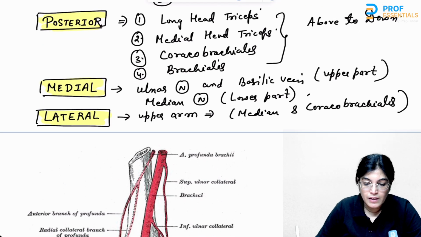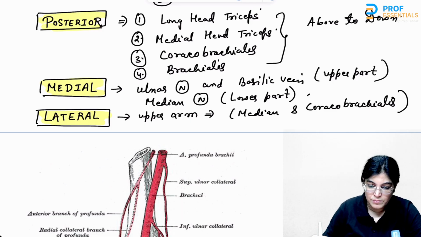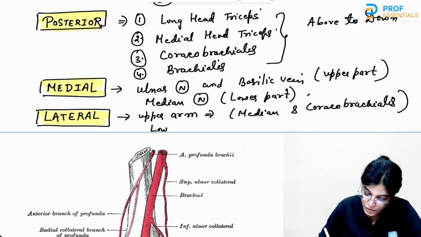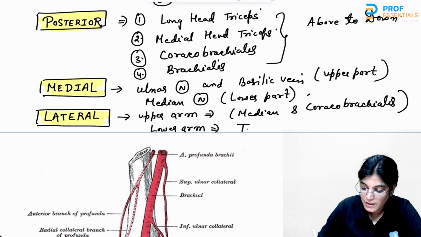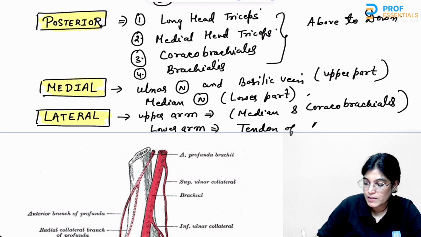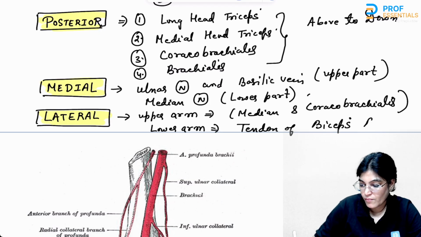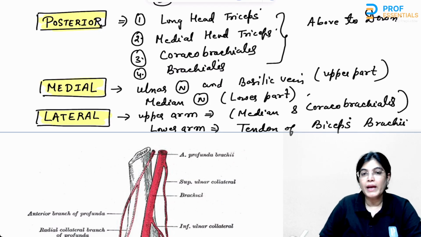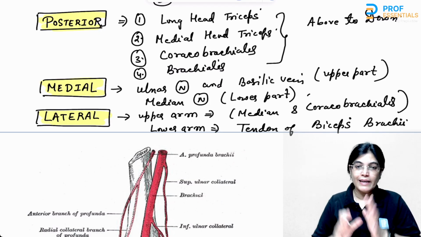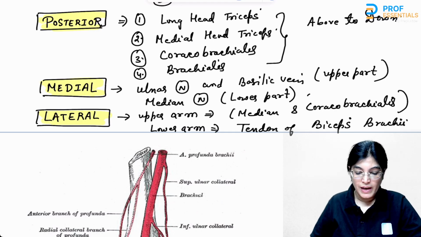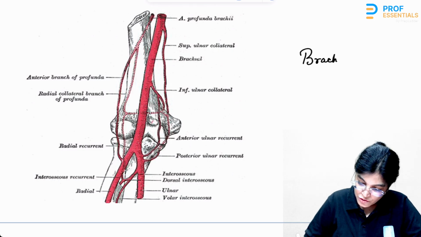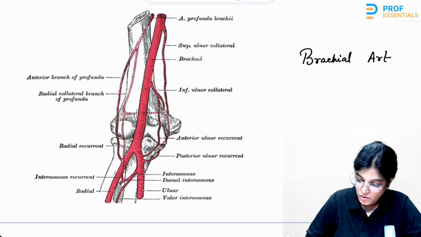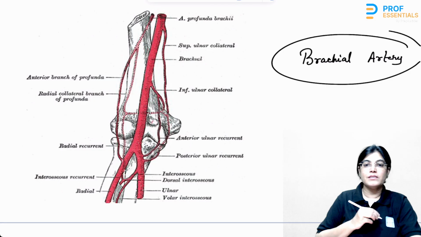Okay. Got it. And basically in the lower arm, that is in the cubital fossa, it is having on the lateral side the tendon of biceps brachii muscle. Okay. So we have got an idea of relations of the brachial artery, which we have just now described. And other than that, I can again show you this diagram of brachial artery where you can revise its branches.